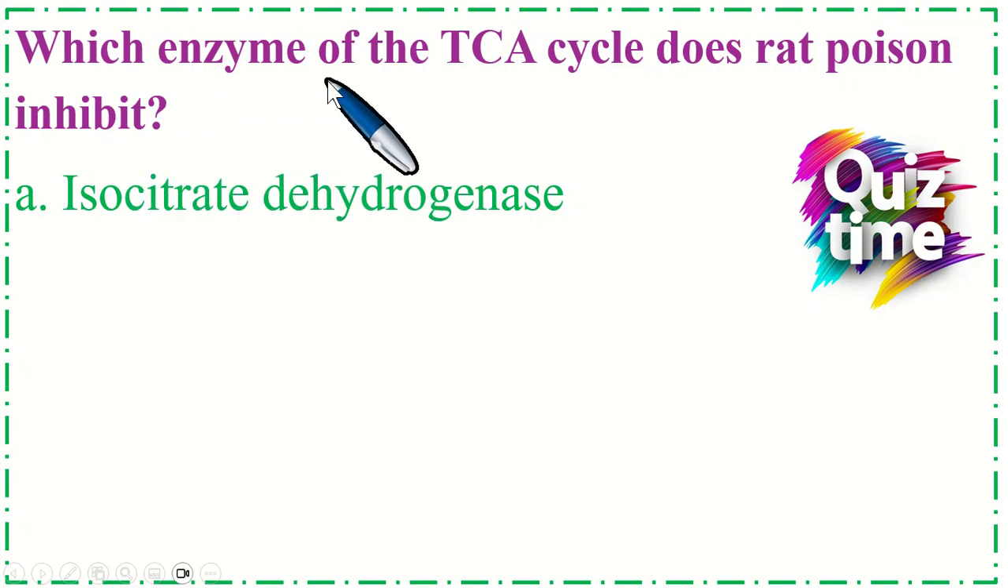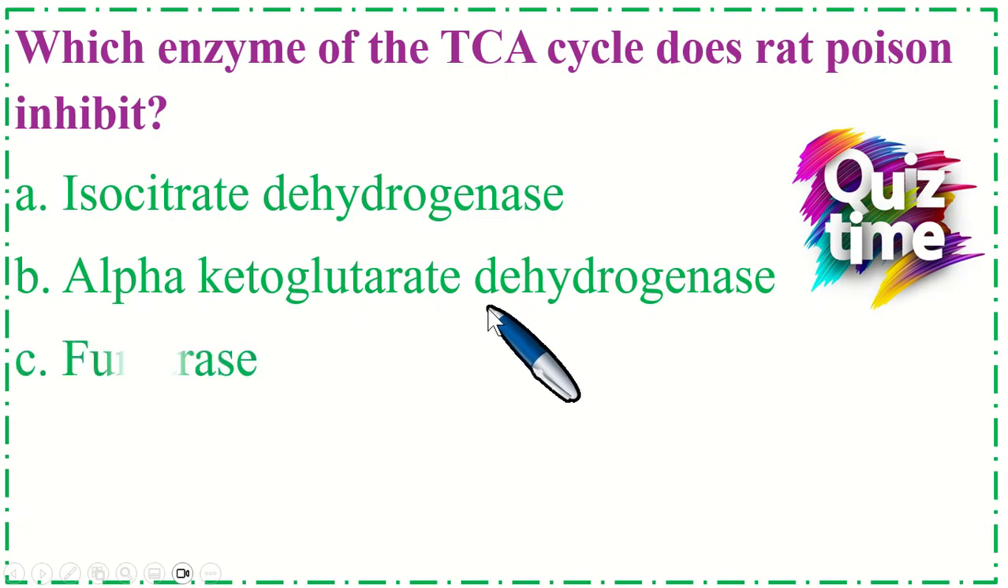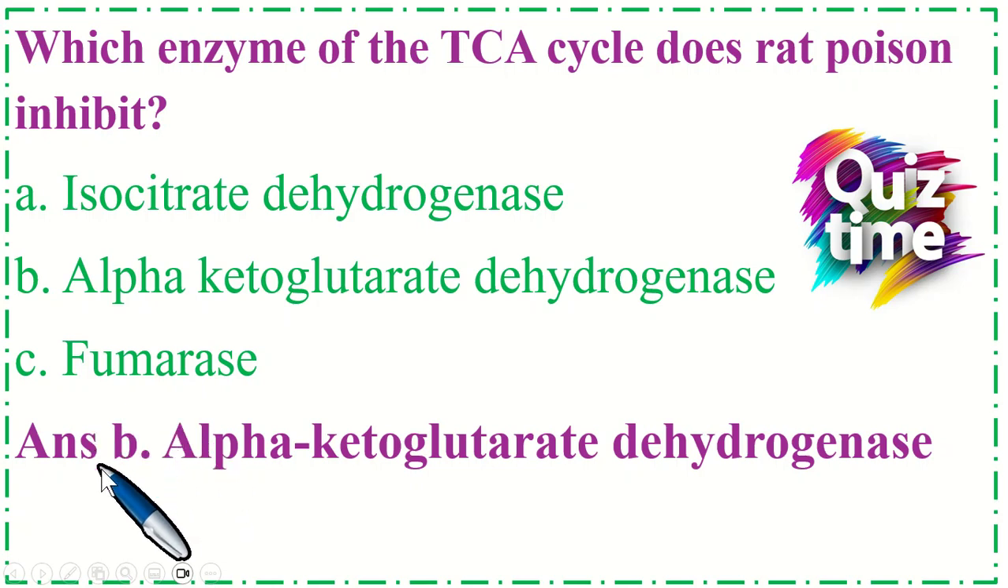Which enzyme of the TCA cycle does red poison inhibit? Option A isocitrate dehydrogenase, B alpha ketoglutarate dehydrogenase, C fumarase. Correct option is B alpha ketoglutarate dehydrogenase.